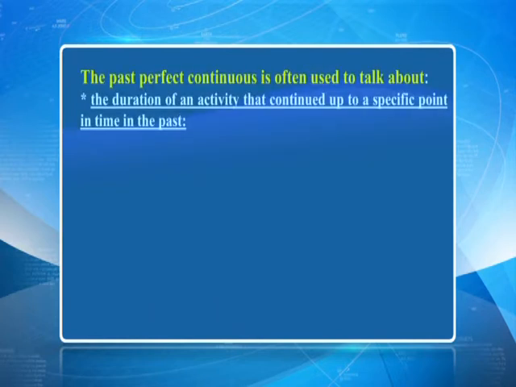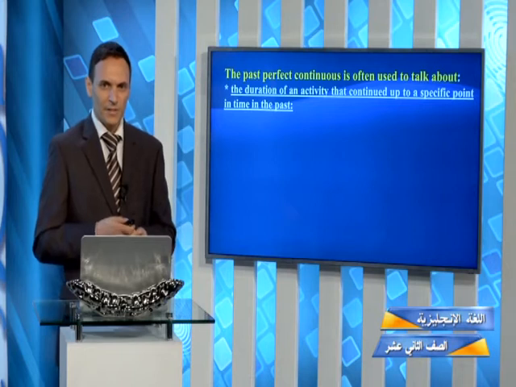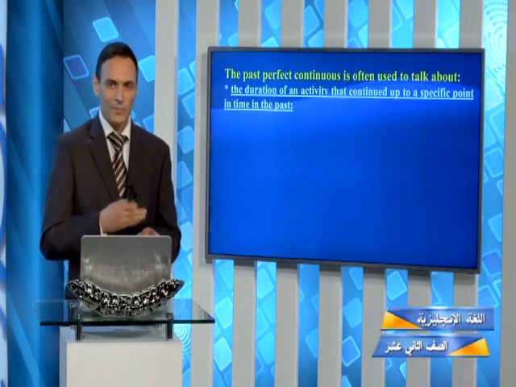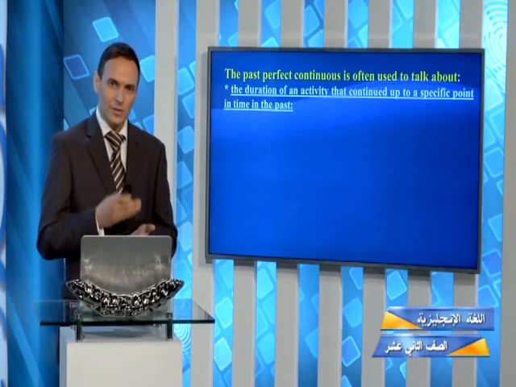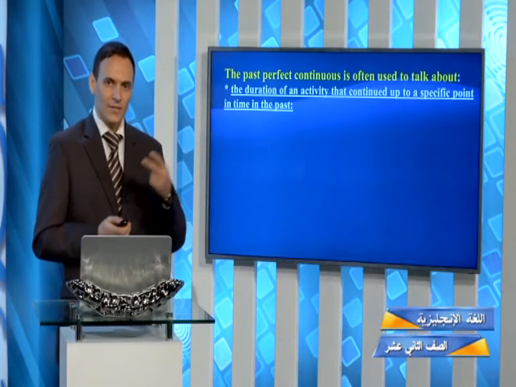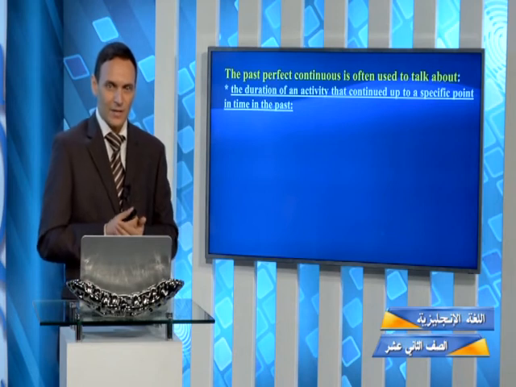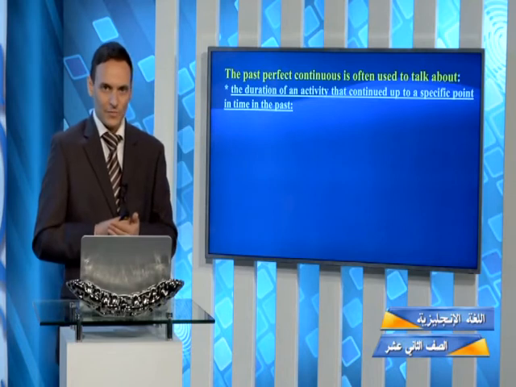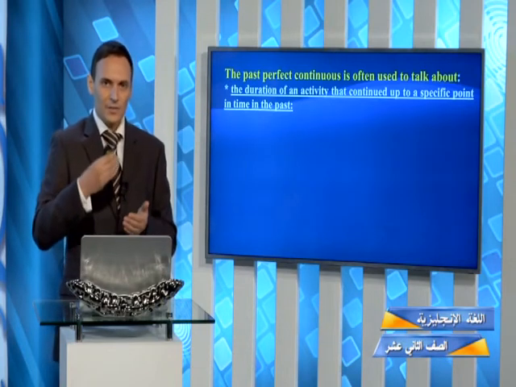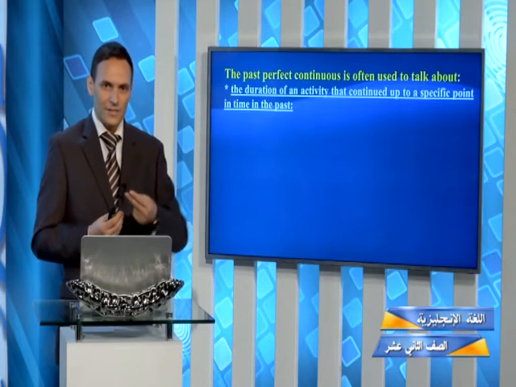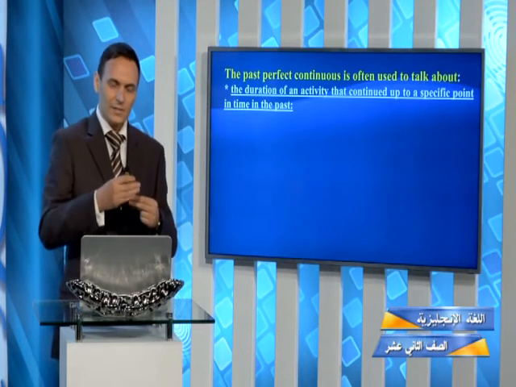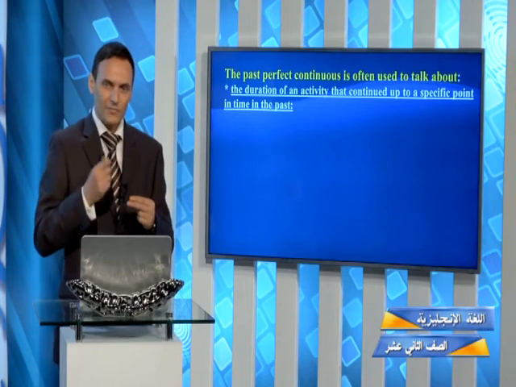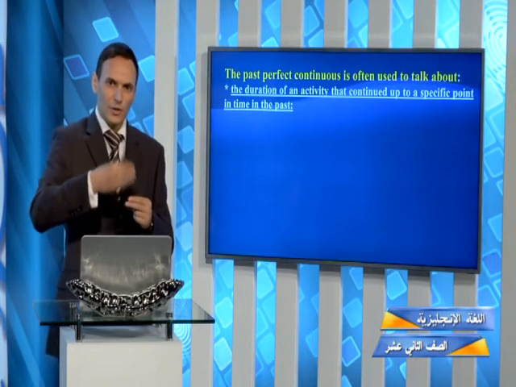Now, we use the past perfect continuous tense to talk about the duration of an activity that continued up to a specific point in time. Remember when we talked about the past perfect simple, we said it is used to talk about two actions that happened in the past, and one came before the other. The first action is in the past perfect. In the past perfect continuous tense, we are also talking about two events that occurred in the past, and one is before the other, but the focus is on the duration. It is an ongoing event.